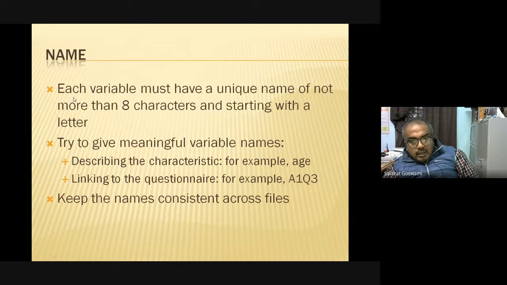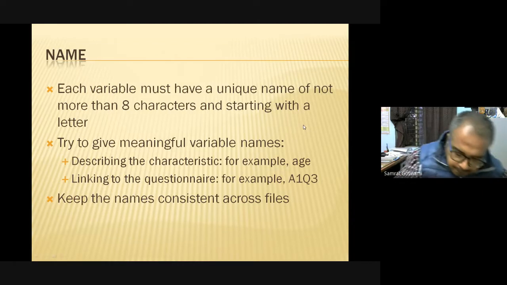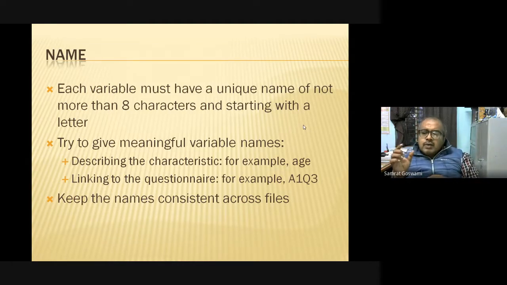Okay, for that, each variable must have a unique name of not more than 8 characters and starting with a letter. Then try to give meaningful variable names. It's not that you are trying to get the data on personal income. Don't put personal income entirely as a variable.